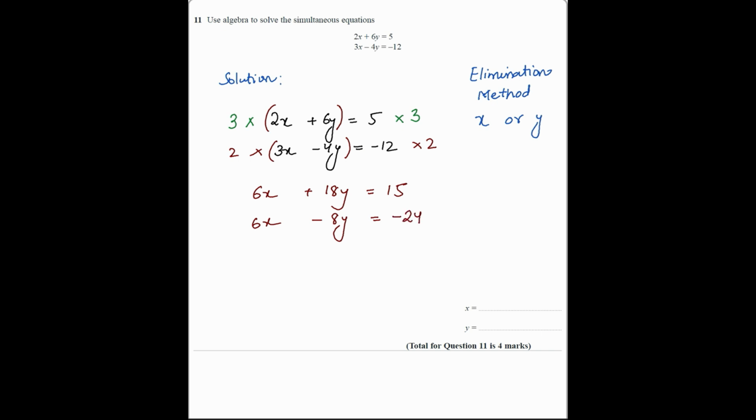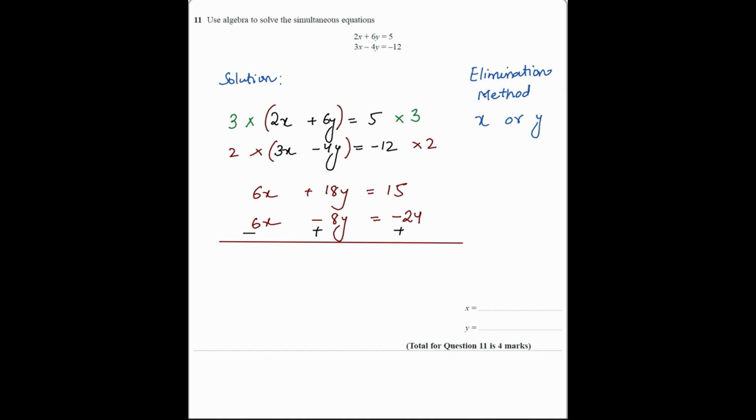Okay, after this step, to eliminate the x here, you have to change the sign of the second equation because 6x and 6x both have the plus sign. So you have to change the sign of the second equation. So it will become minus 6x plus 8y equals plus 24. Or you can simply say multiply negative 1 by the second equation on both sides. So you will get minus 6x plus 8y equals plus 24.